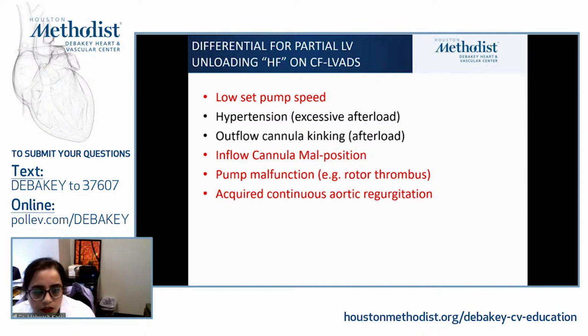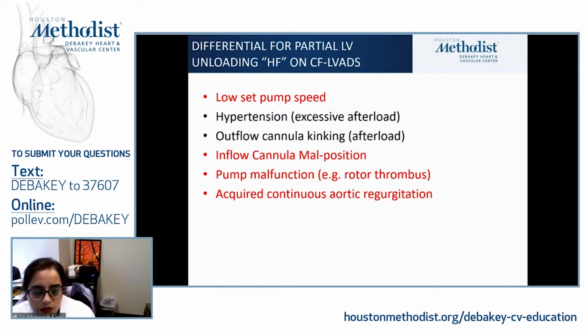The other important differential is inflow cannula malposition. Now, in some patients, the inflow cannula is completely malpositioned and is deviated towards the septum. And so increasing the pump speed causes more suction and septal deviation. And as a result of that, we're not able to unload these patients appropriately.